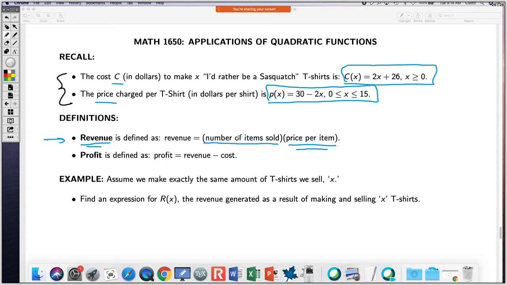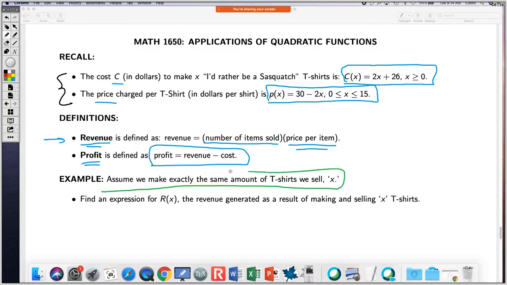Now, what the revenue doesn't take into account is how much it costs to make and sell those t-shirts. That's where the concept of profit comes in. Profit is revenue minus cost. Now, the underlying assumption we're going to make here is that we make exactly the same amount of t-shirts that we sell. All right? So if I make 10 t-shirts, I'm going to sell 10 t-shirts. So I'm going to set the price to sell exactly 10 t-shirts. You follow?